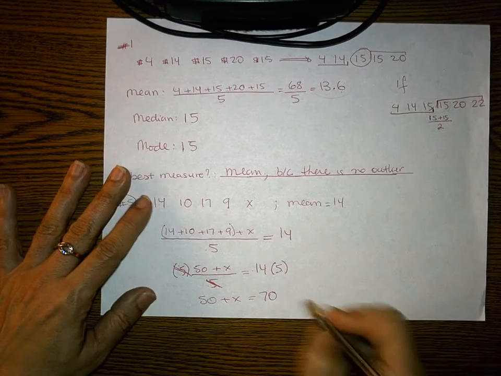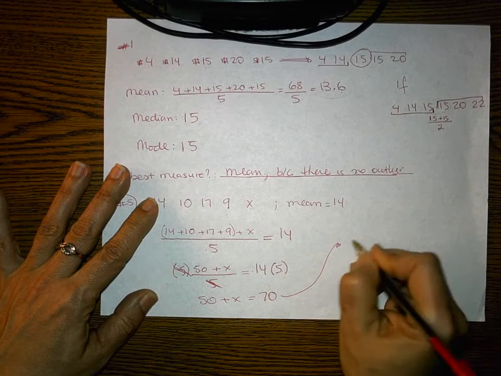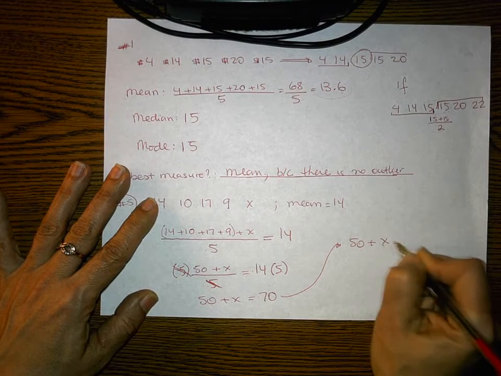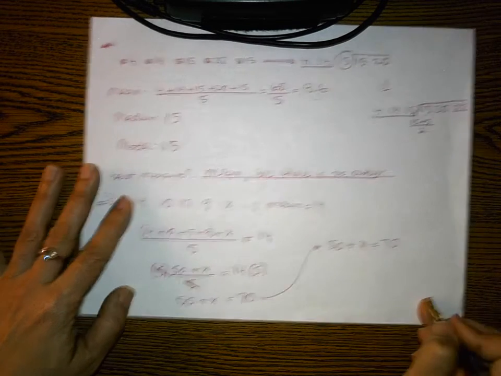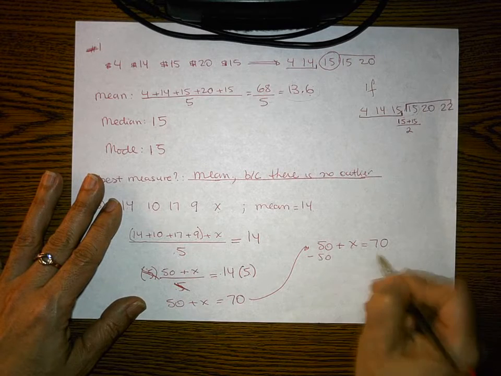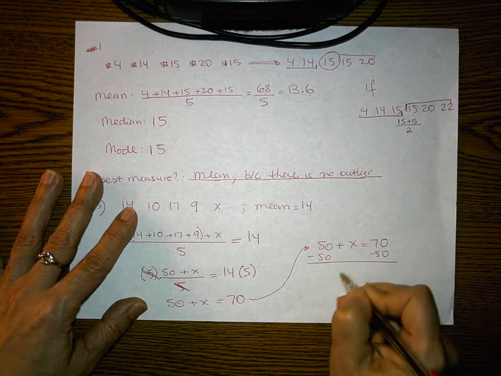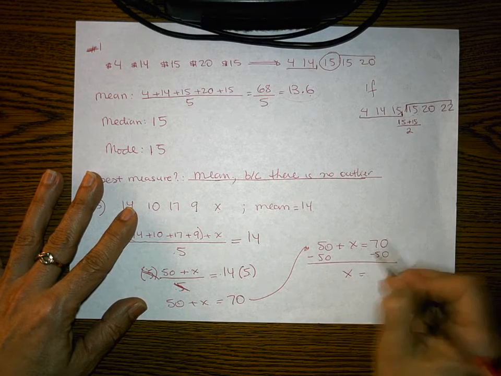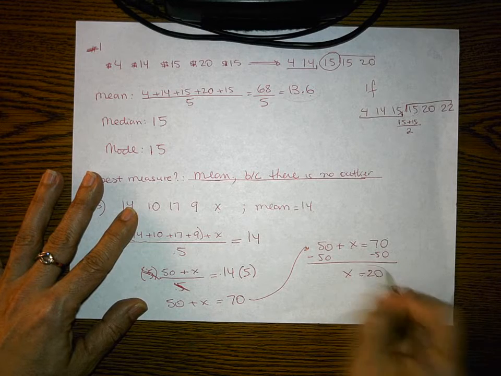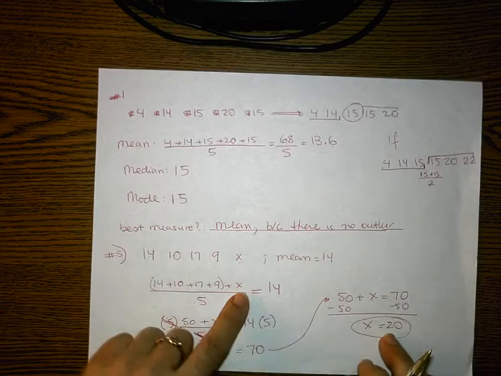Now it's easy for me to solve. Let's move up here. 50 plus x equals 70. Then all I have to do is subtract 50 from both sides, and then we get x all alone. 70 minus 50 is 20. So that number must be a 20.